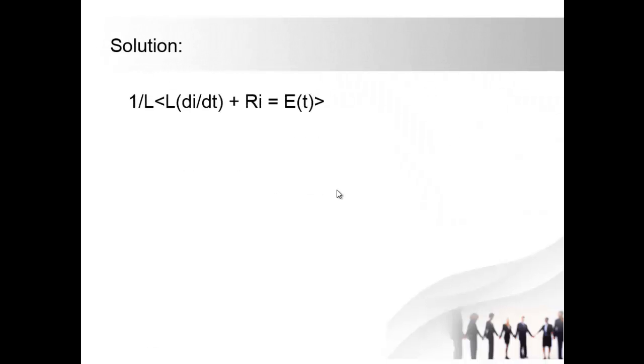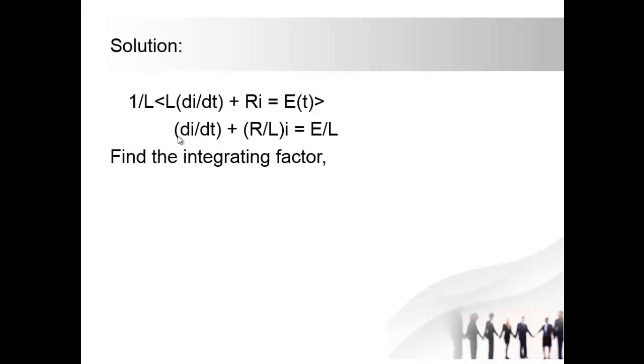Solution. The equation L di over dt plus Ri equals E(t) is multiplied by 1 over L in order for it to become a standard linear differential equation. So with integrating factor e raised to the power of integral of R over L dt, this is equal to e raised to the power of tR over L.